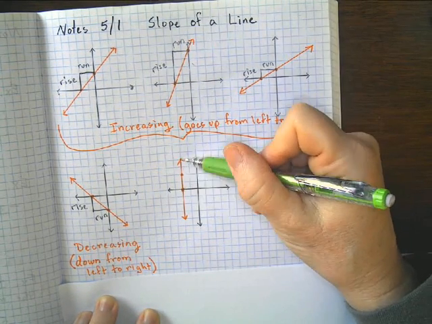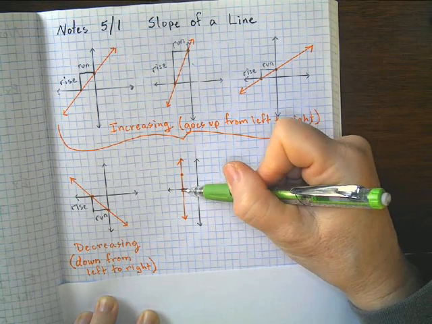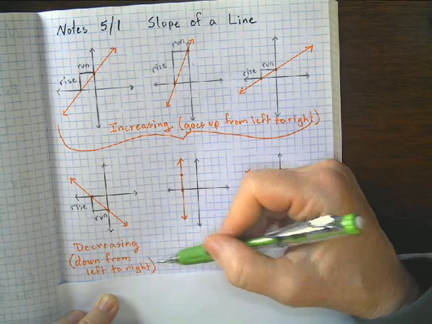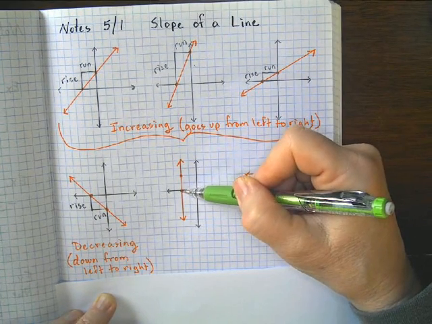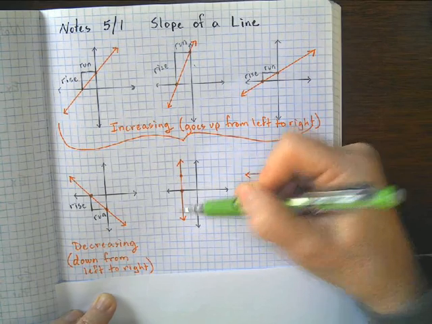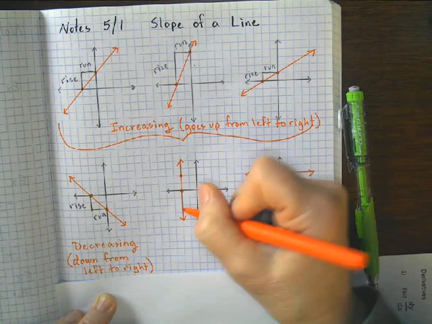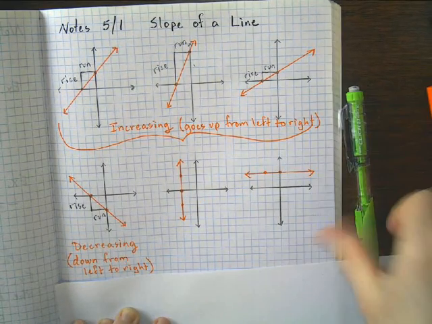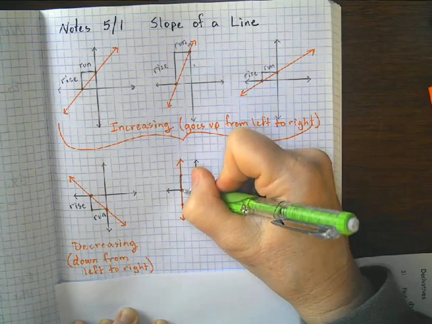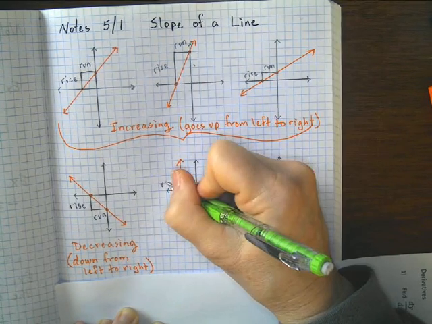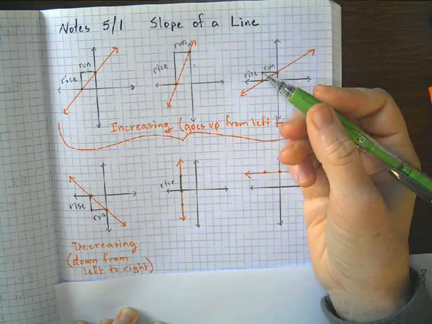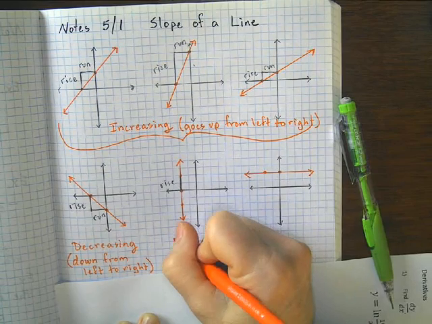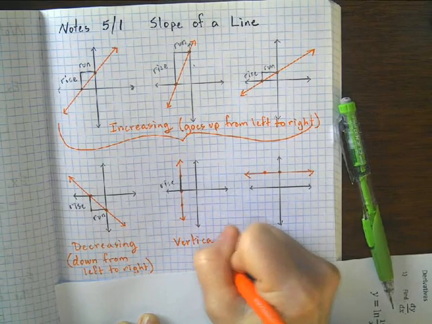Is it increasing or is it decreasing? Which way is it going? Well, this one is a weird one. It is neither increasing nor decreasing because I could go either way. I could go this way or I could go that way. I could put a point here because I'm not moving left or right. So we could say, here's the rise, but there's no run. So this is a vertical line.